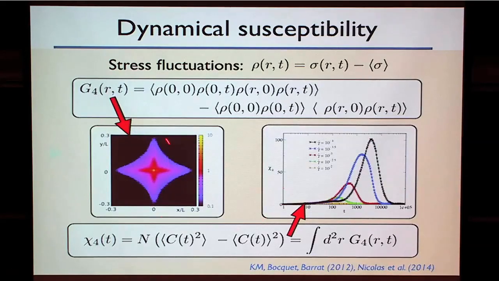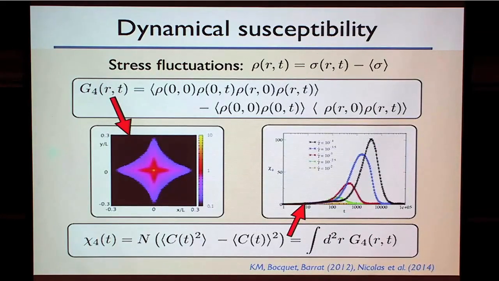And you can also integrate over this object and look at this as a function of time, and you will get that for decreasing shear rate, you get longer and longer time scales for the correlations. And the height of the peak is an indication for a length scale, and you will get also longer and longer length scales. So this is a signature for a critical point.